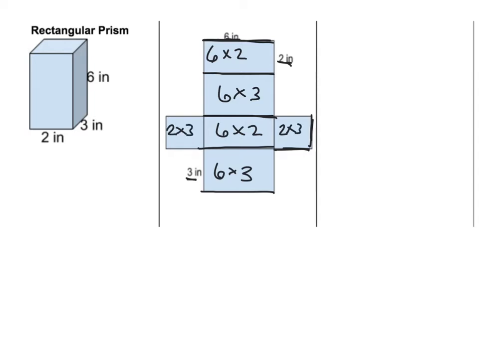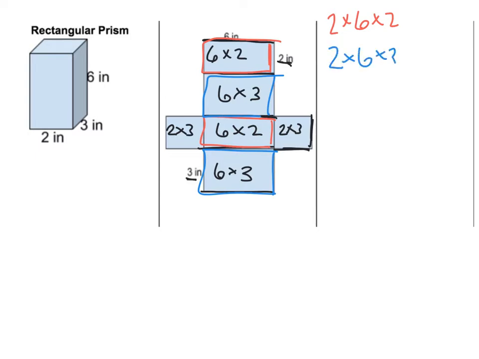Now notice then that we have 2 times each individual section, right? There are 2 sections that are 6 by 2. So we've got 2 times 6 times 2. We have 2 sections that are 6 by 3. And we have 2 sections that are 2 by 3.